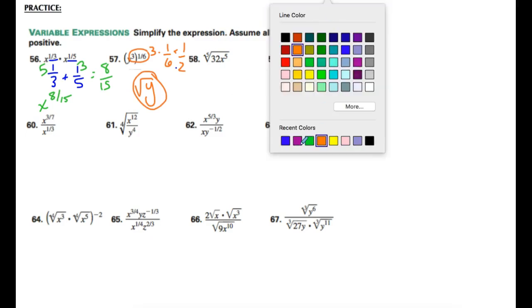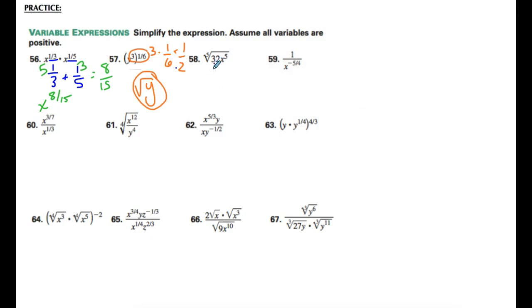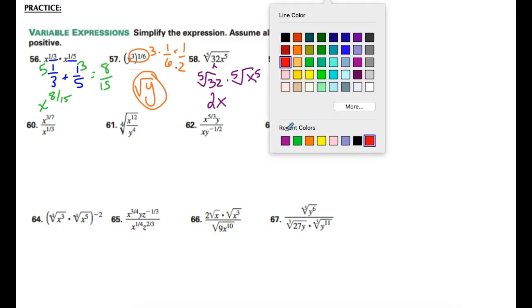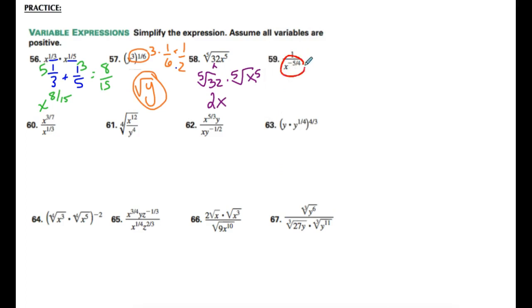In example 58, the fifth root of 32 times x to the fifth. The fifth root of 32 times the fifth root of x to the fifth. I can break those up because they both have perfect fifth roots. So the fifth root of 32 is 2. The fifth root of x to the fifth is x. Remember in example 59, what we need to do in order to make a negative exponent positive is bring it back to the other part of a fraction. So 1 over x to the negative 5/4 is x to the positive 5/4, which is technically over 1.